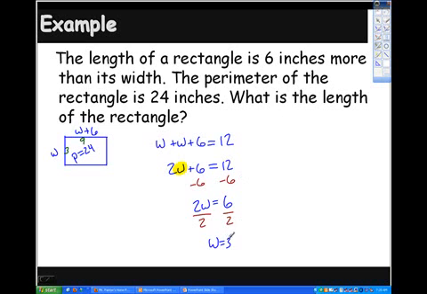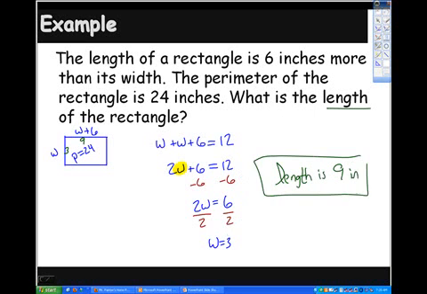But don't stop here at W equals 3, because they didn't ask for the width. They asked for the length. So we'll say the length is 9 inches. Make sure you give the units when units are given in the problem. Give units in your answer. Go ahead and pause if you want to study this. Otherwise, we're ready to move on.